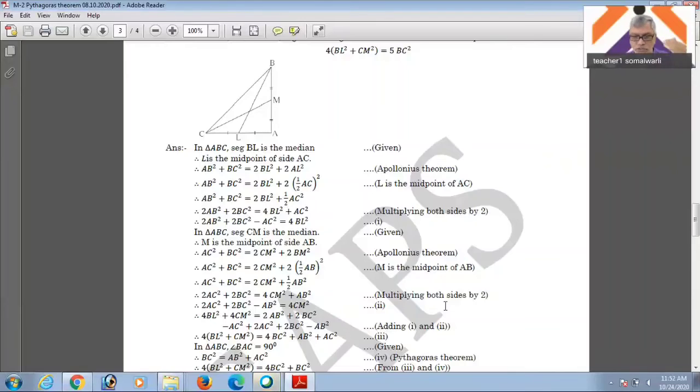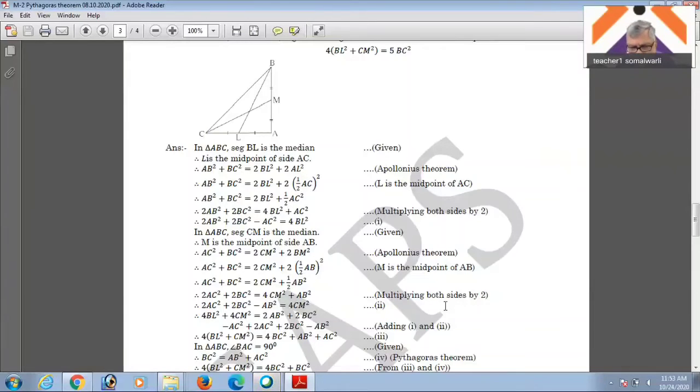So what will we do? Obviously, adding equations 1 and 2. By adding equations 1 and 2, 4BL square plus 4CM square is equal to 2AB square plus 2BC square minus AC square, that is from equation 1, and from equation 2, 2AC square plus 2BC square minus AB square. Here we will operate now. 2AB square and minus AB square is 1 AB square. 2BC square and 2BC square will become 4BC square. Then minus AC square plus 2AC square will become AC square. That is 4BC square plus AB square plus AC square.